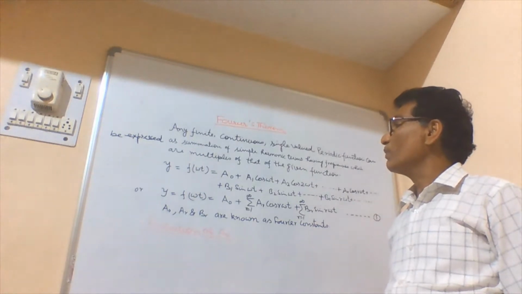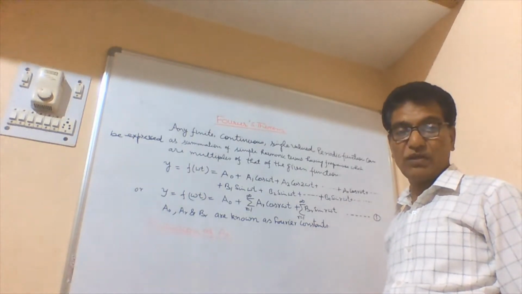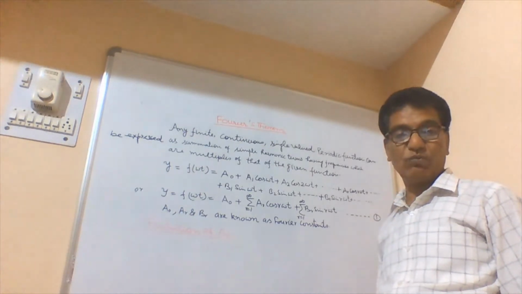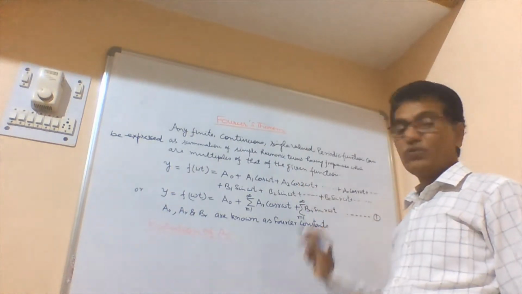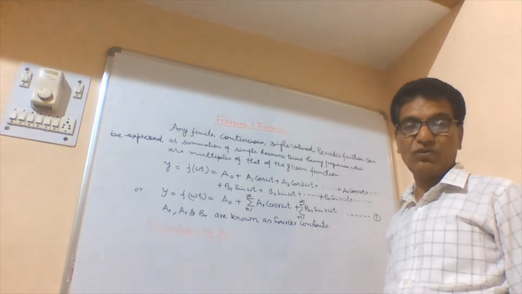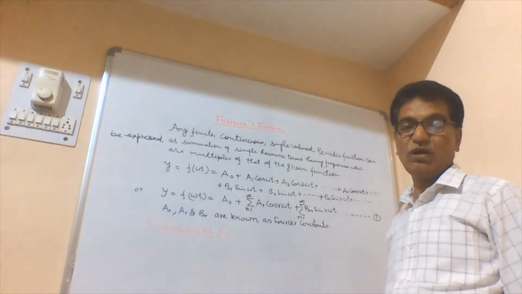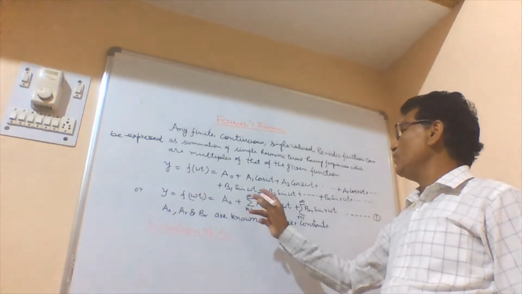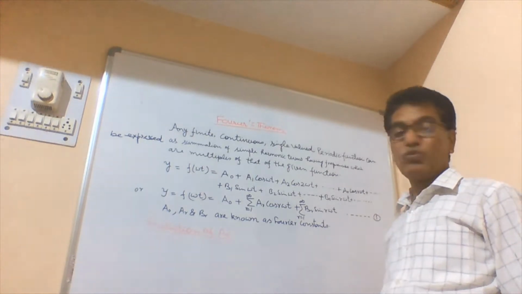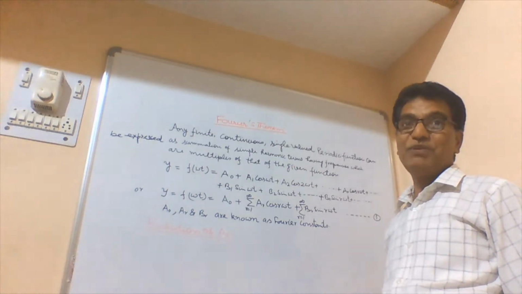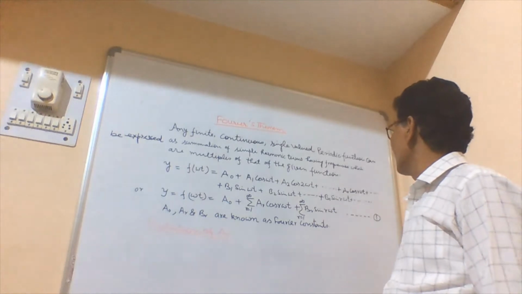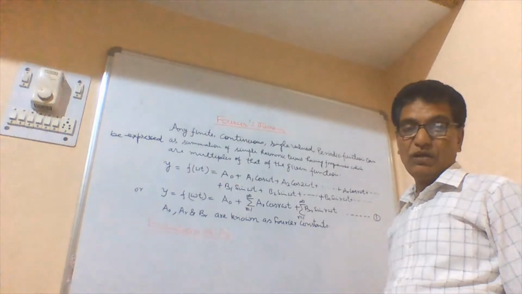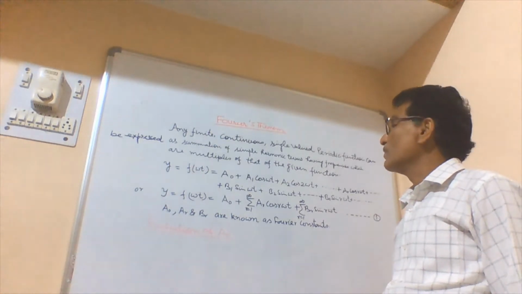Mathematically, for example, y is equal to function omega t. This is equal to a naught plus a1 cos omega t plus a2 cos 2 omega t plus a3 cos 3 omega t and so on up to ar cos r omega t plus b1 sin omega t plus b2 sin 2 omega t plus b3 sin 3 omega t plus br sin r omega t up to infinite.